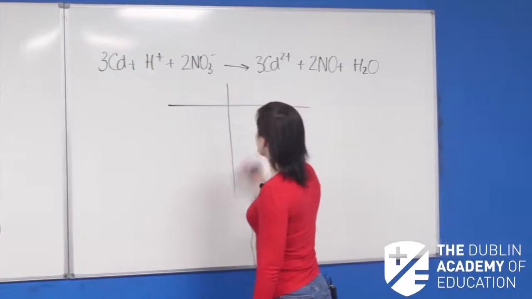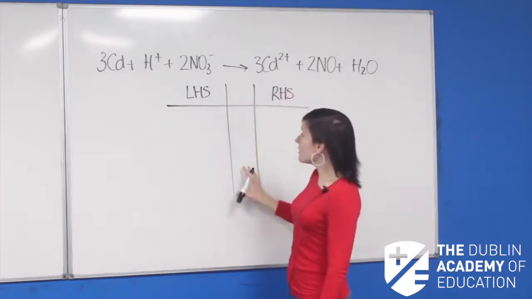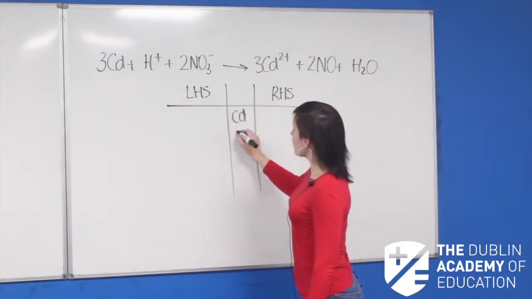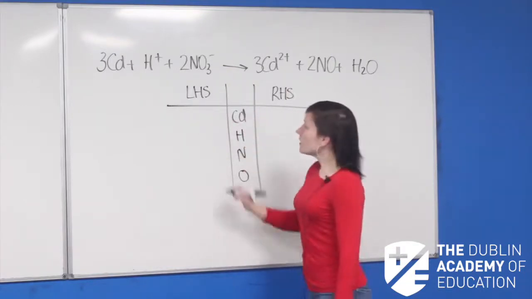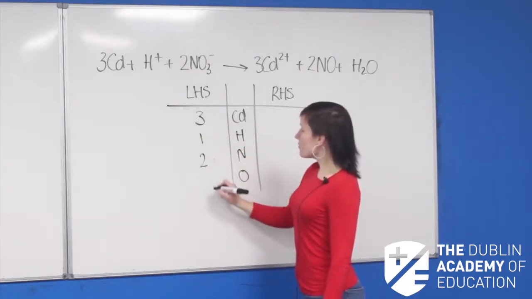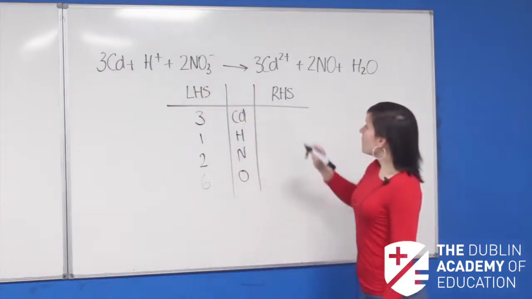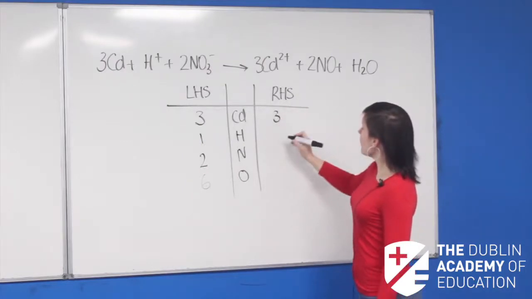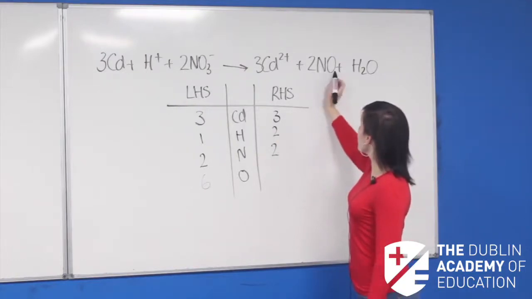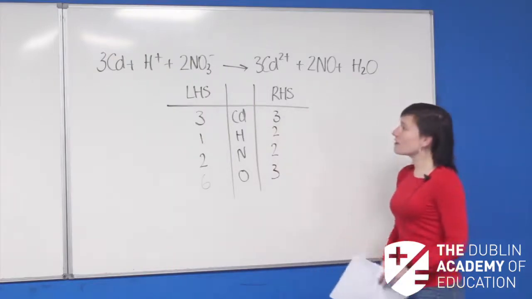So just as we've done in previous examples, left-hand side, right-hand side. Okay, so I always position this table just below the arrow to keep us on track. So cadmium, hydrogen, nitrogen, oxygen. 3 on the left, 1 hydrogen, 2 nitrogens, and then 6 oxygens. 2 times 3 for 6 oxygens. On the right hand side then, 3, we have 2 hydrogens, we have 2 nitrogens, and we see that we have 2 plus 1, so 3 oxygens. Okay, so 3 oxygens here.